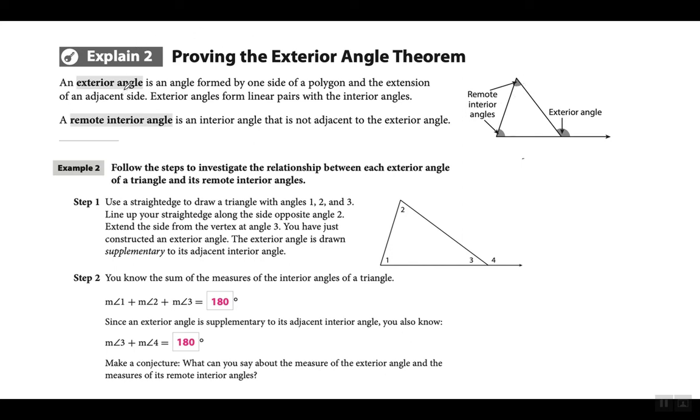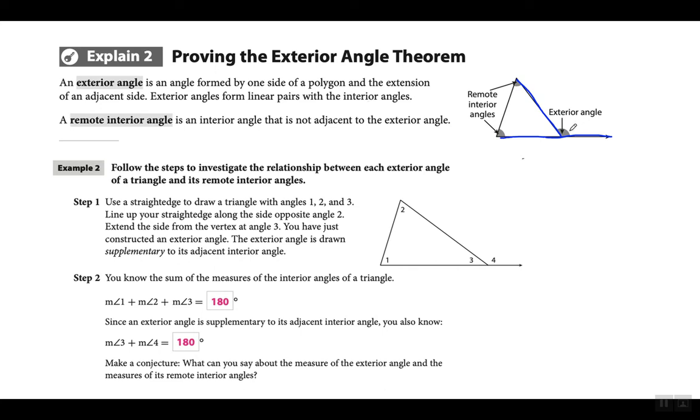The definition of an exterior angle is an angle formed by one side of a polygon and the extension of an adjacent side. Here's the one side of the polygon, and here's the extension of the adjacent side. Adjacent means next to. So this side that's next to that first side is being extended, and together they form that exterior angle. Exterior angles form linear pairs with the interior angles.